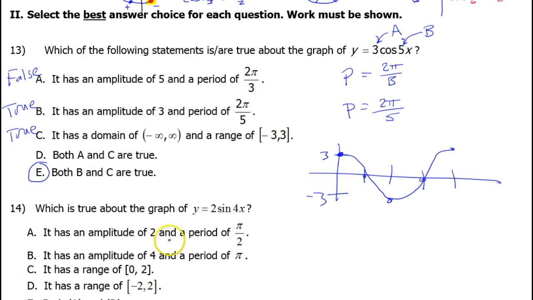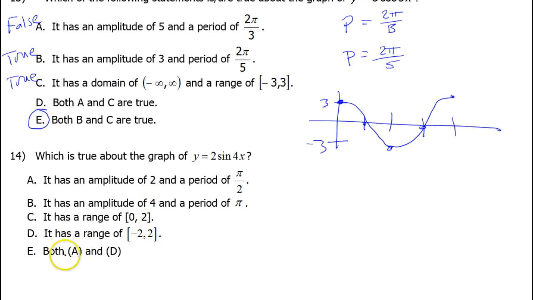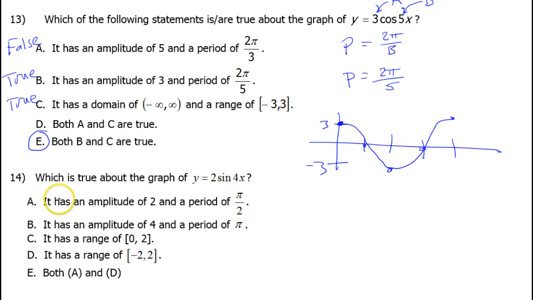Now let's move on and talk about number 14. It's a similar type of a game. Let's go through and label these as true or false, and we'll find out if the real choice is E, that both A and D are true. We'll see. Let's just calm down and wait and see what happens. Hold your horses. So let's see. They're talking about the amplitude and period again. So let's break that down.